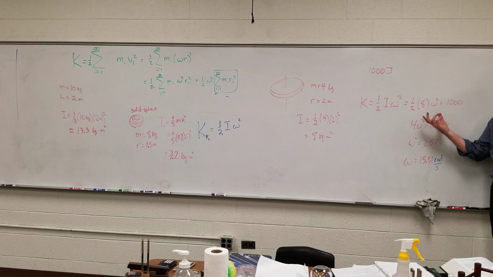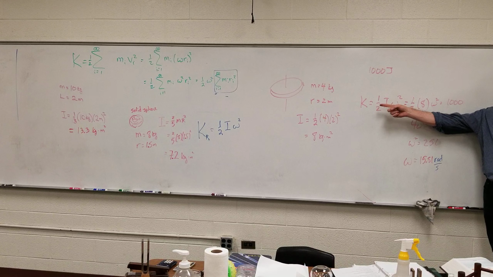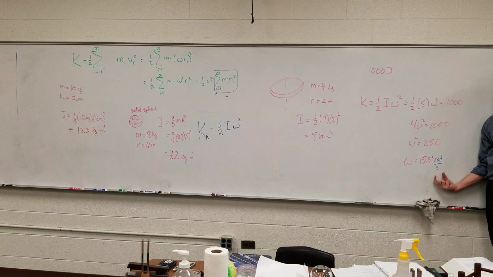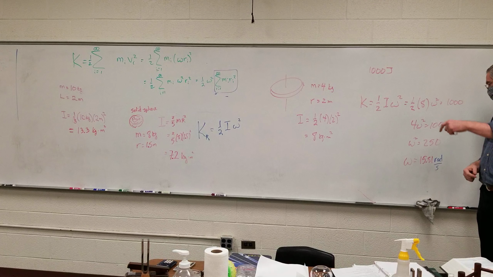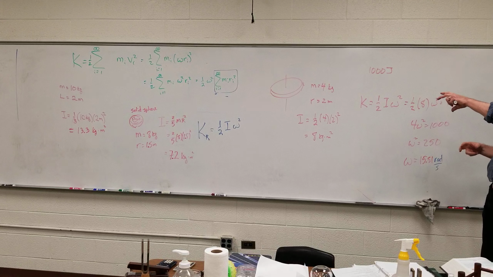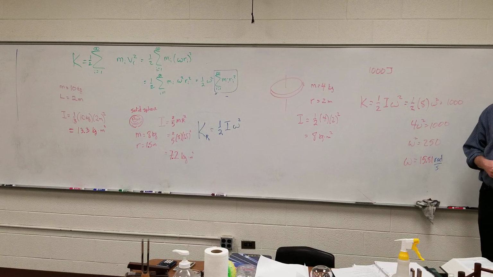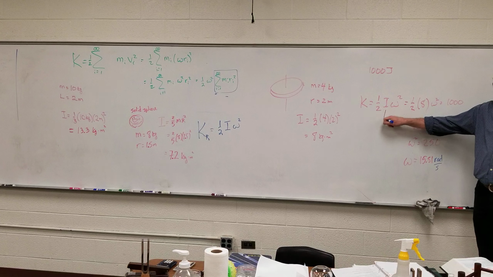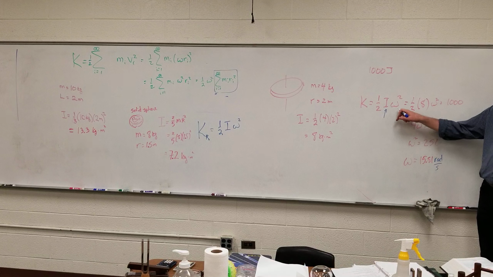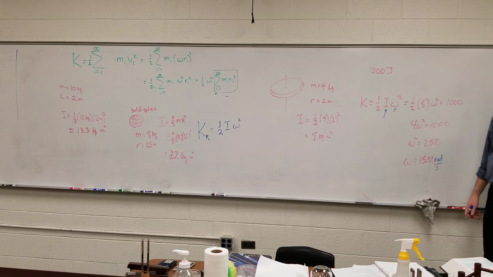As long as I start with nice units here, I got kilogram meter squared for moment of inertia. K is in joules, it's going to come out radians per second. So that thing is going to be spinning around a little more than 2.5 times every second. So by adjusting what I'm actually spinning around, I can affect how fast the thing actually needs to spin.